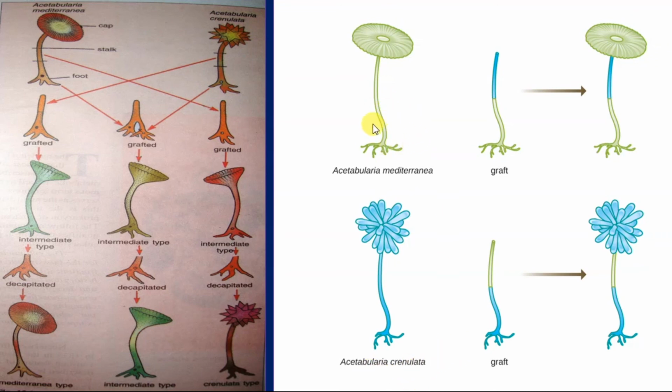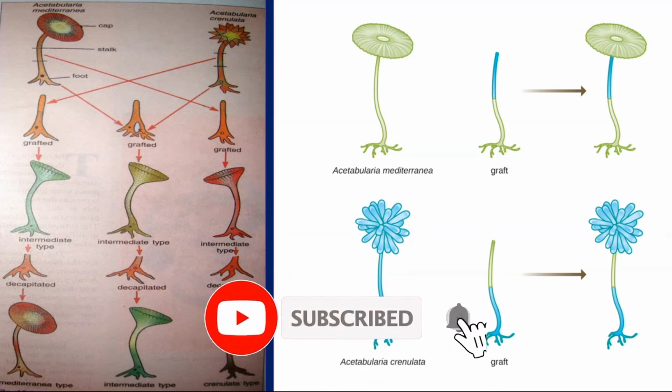Since the nucleus was present in the bottom region and the nucleus determined the type of cap which is formed, we conclude that the genetic material which controls the growth of Acetabularia species is located in the nucleus.